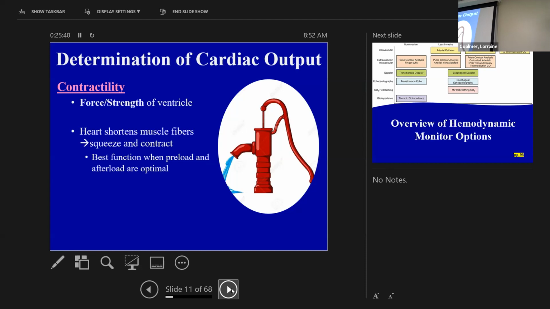Now, if my afterload is really high, I'm in cardiogenic shock, and I have this really high afterload, what are you going to give me? What's going to dilate my vessel? Vasopressors? Yes, you said that. Okay. There are some other drugs that we'll talk about to help. You could do diuretics. That's a diuretic.